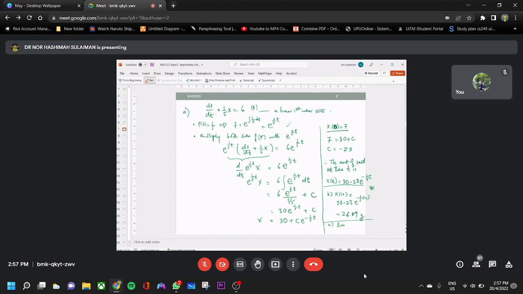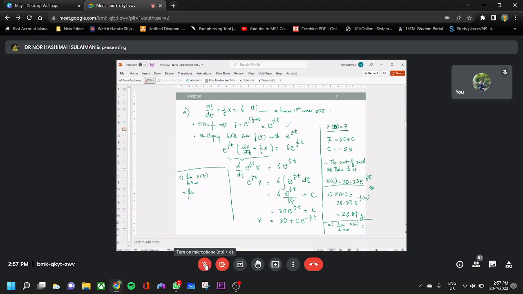Okay. Alright, so xt goes to infinity. So agak-agak dapat berapa? Infinity. Ya ke? Tak tahu. Memang saya tulis kat sini, tak cukup ruang. Okay, so see the limit of xt goes to infinity.